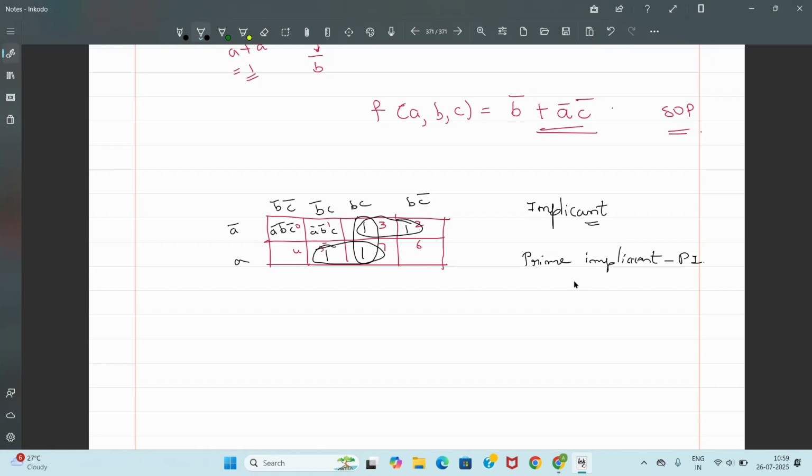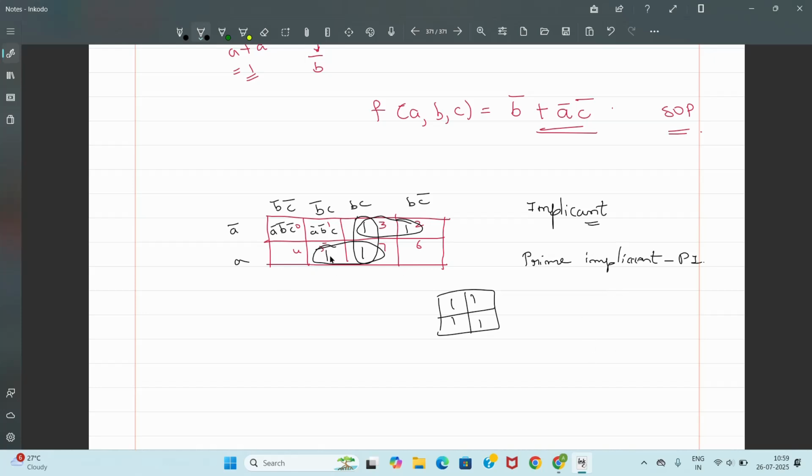Okay. But prime implicant always starts with a higher number. If that is already covered in a quad, then don't take it for some other pairing. Okay. So, prime implicant is all possible ways of grouping. Those group equations will come under prime implicant.